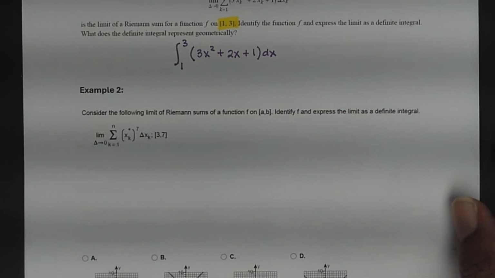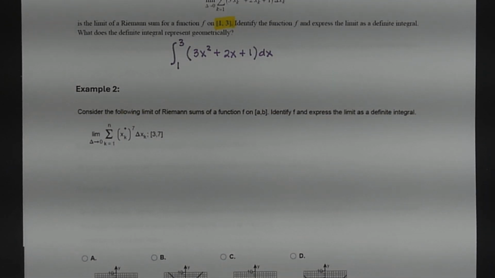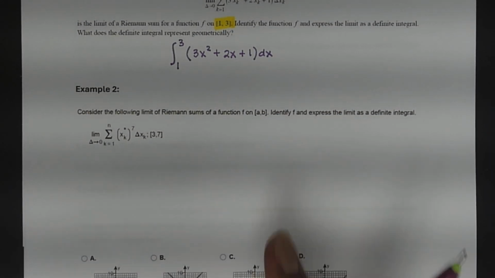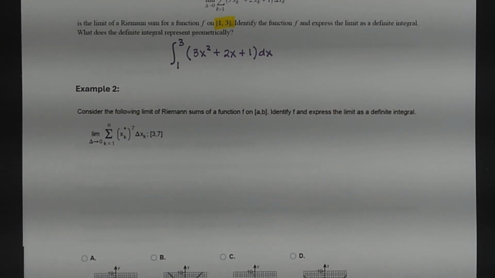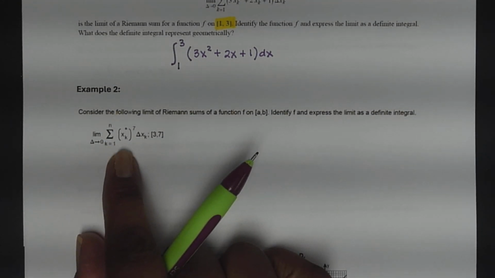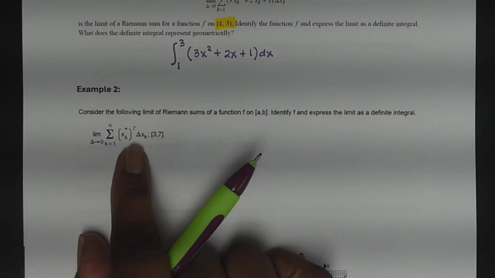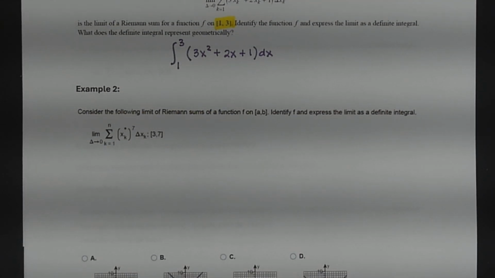Example 2, let's say we want to consider the following limit of Riemann sums of the function f on a to b. Identify f and express the limit as a definite integral. So here we've got the limit as delta approaches 0 of the summation for k equaling from 1 to n of x star sub k raised to the 7 times delta x sub k. And our interval is from 3 to 7.